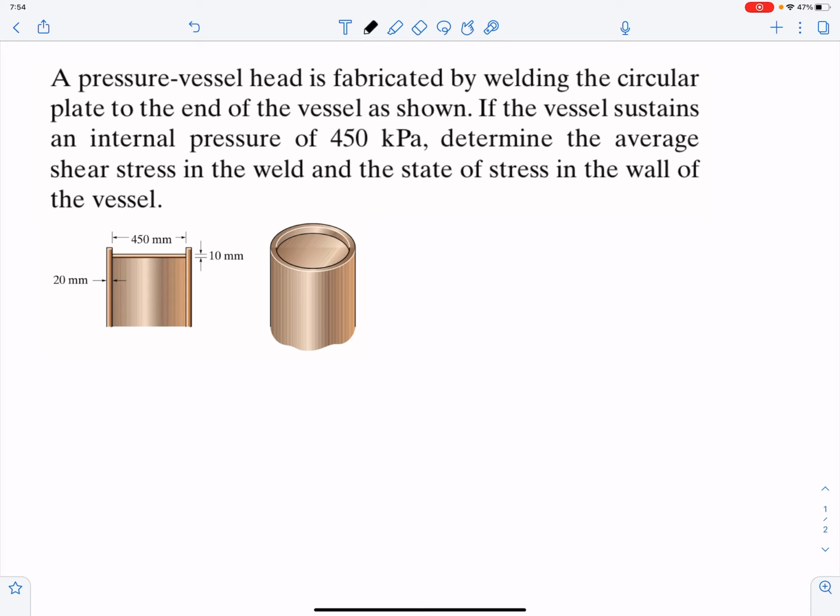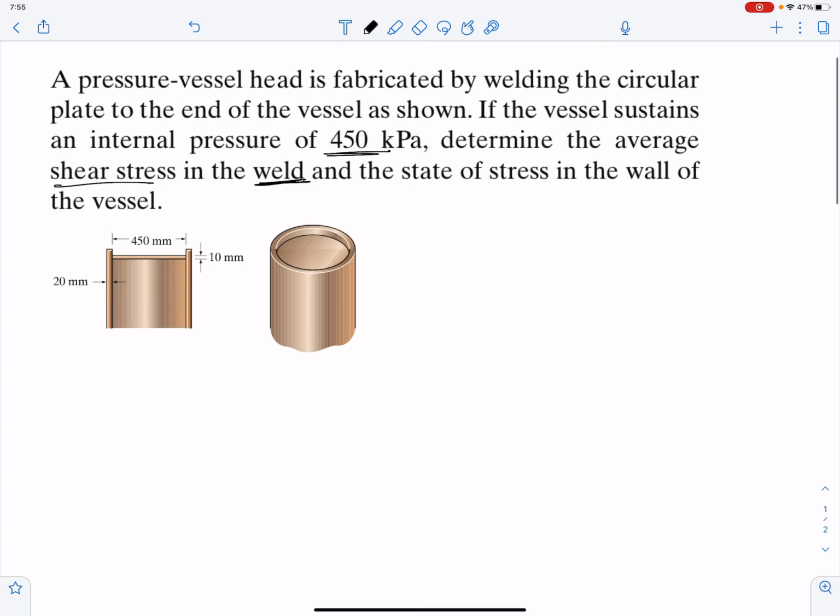if the vessel sustains an internal pressure of 450 kilopascal, determine the average shear stress in the weld location, and then the state of the stress in the wall of the vessel. Since it's a thin wall pressure vessel, that means we have to get shear stress as well as sigma 1 and sigma 2, which we learned from the thin wall pressure vessel theory. So first of all, what I'm going to do is list the knowns. What are the knowns for this particular problem?